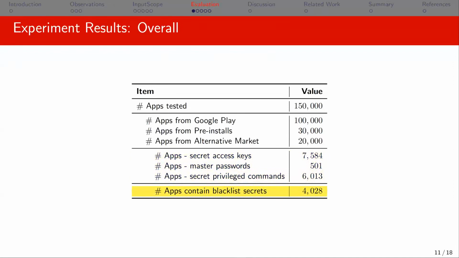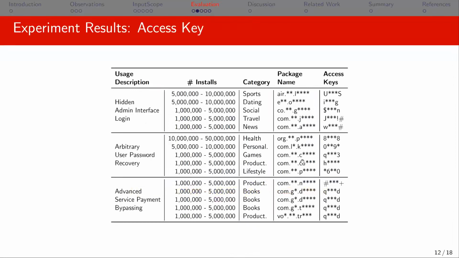Let me show you some more interesting details about our result. First, the access keys. We have manually inspected a set of top apps with more than 1 million installs from Google Play, and there are 3 common usages. First, we can use it to log into the app's admin interface. For example, in this app, I didn't show their full package names and the actual keys because they have not been fixed. Its interface for admin login is hidden in the corner and is invisible to normal users if not searching for it on purpose.